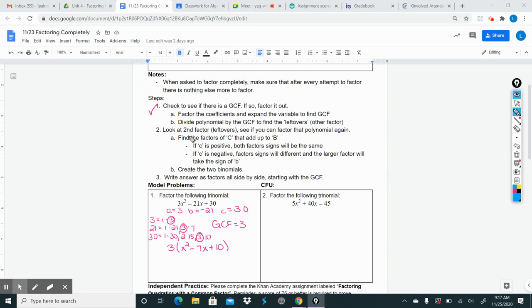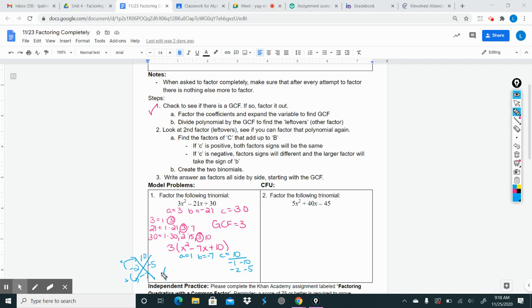Step number 2, we want to look at our second factor. Always look at the leftover factor and see, can I factor this further? In our case, we have a trinomial, and we want to see if we can find the factors of C that add up to B. A is 1, B is negative 7, and C is positive 10. Since C is positive and we have to add up to a negative number, all our factors are going to be negative. So negative 1, negative 10, negative 2, and negative 5. The factors of C, which is 10, that add up to negative 7, are negative 2 and negative 5. They multiply to give us 10, but they add up to give us negative 7.